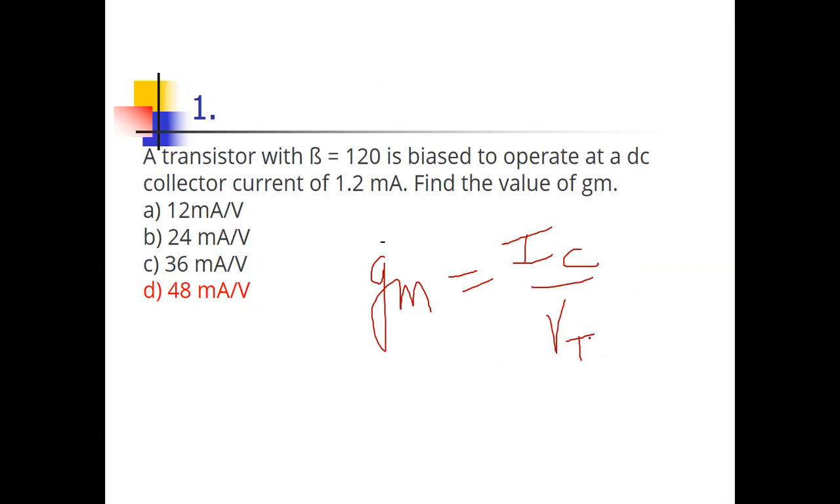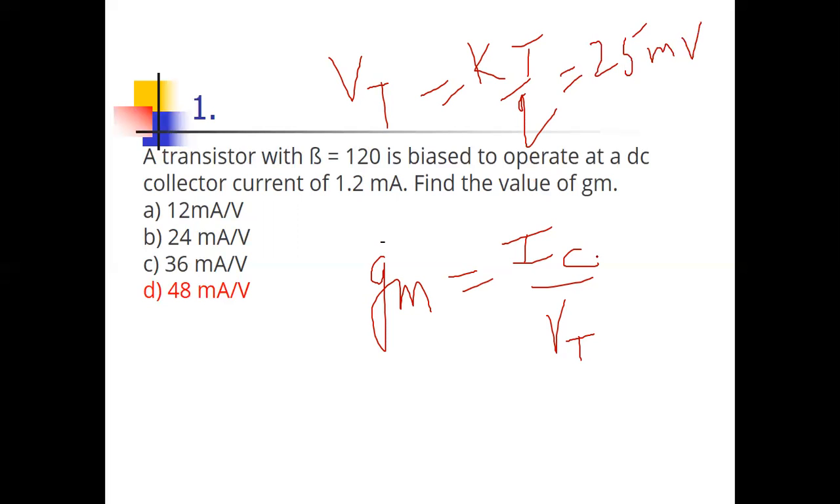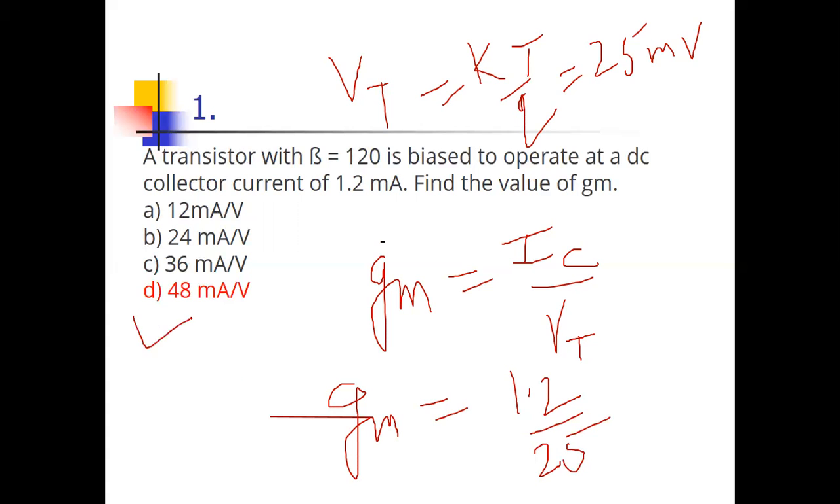VT may be given or may not be given in the numerical. So VT, you know, is kT by q. k is your Boltzmann constant, T is your room temperature, q is the charge of electron. When you put all the values, the value will be approximately 25 millivolt. Just put this value in this equation. IC is 1.2 milliampere and VT is 25 millivolt. When you solve this, the answer will be 48 milliampere per volt.